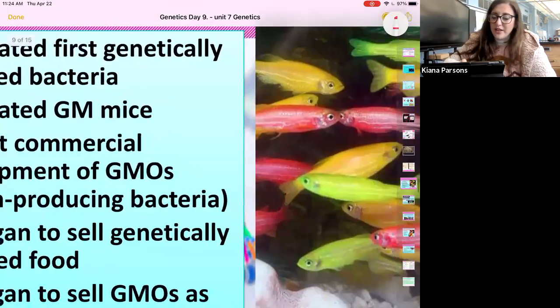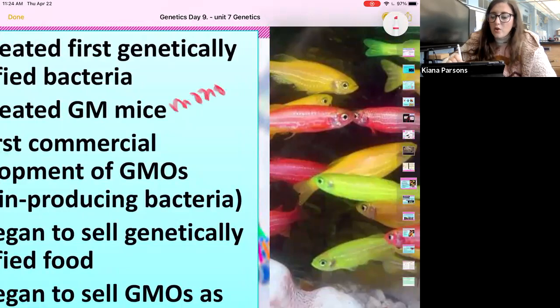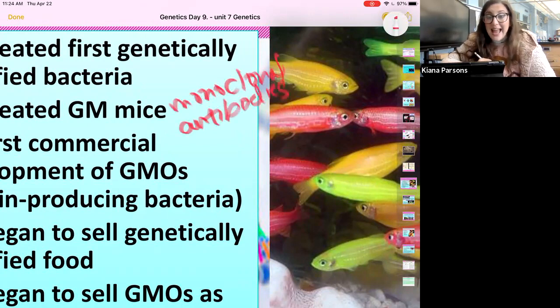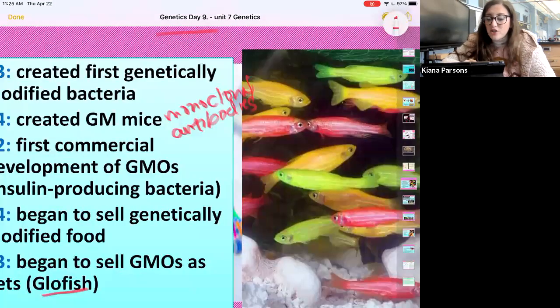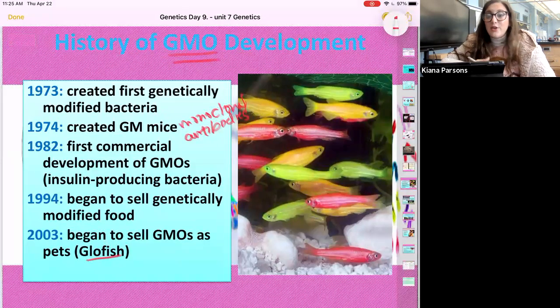So they have put monoclonal antibodies from humans into mice. And that is really where they test a lot of vaccines, for example, medications on these genetically modified mice that include monoclonal human antibodies that the mice grow. They have done things like grow a human ear on the back of a mouse. The hope is that one day we could grow replacement organs by using organisms like mice, but we're still far away from that technology.